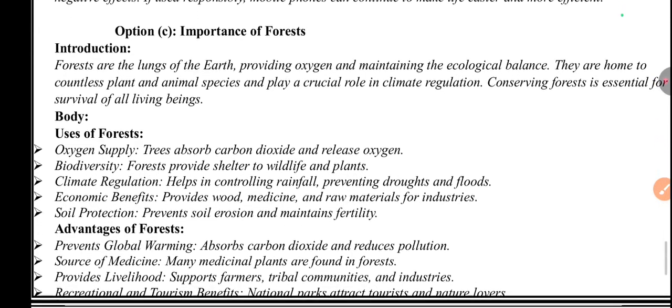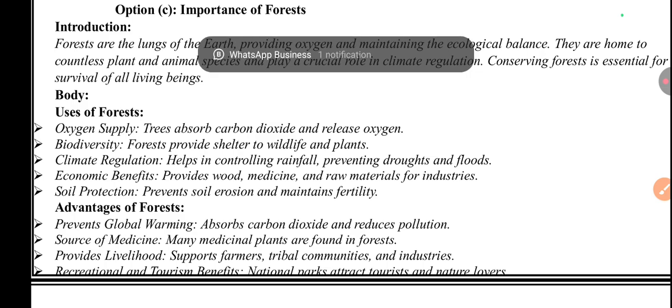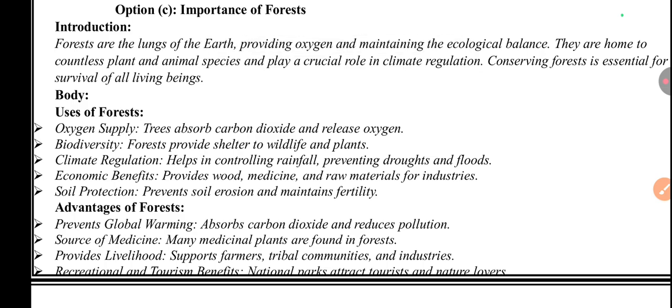Okay, then C, importance of forest. Out of these three, you can write any one. Importance of forest. Introduction: forests are the lungs of the earth, providing oxygen and maintaining the ecological balance. They are home to countless plant and animal species and play a crucial role in climate regulation. Conserving forests is essential for the survival of all living beings.